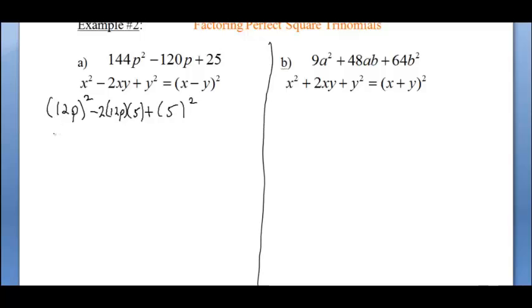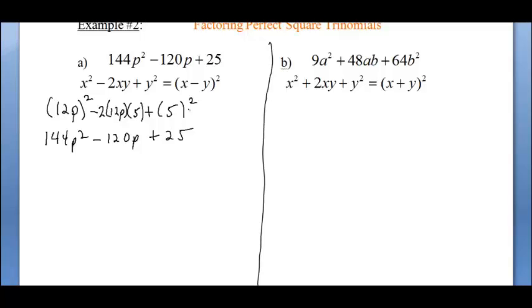Because if we were to multiply this out, our first term would be 144p squared. Our middle term would be a negative 120p, and our last term would be 25. Now, we can identify this without going through so many steps. You can do this part in your head after you practice this a little bit.